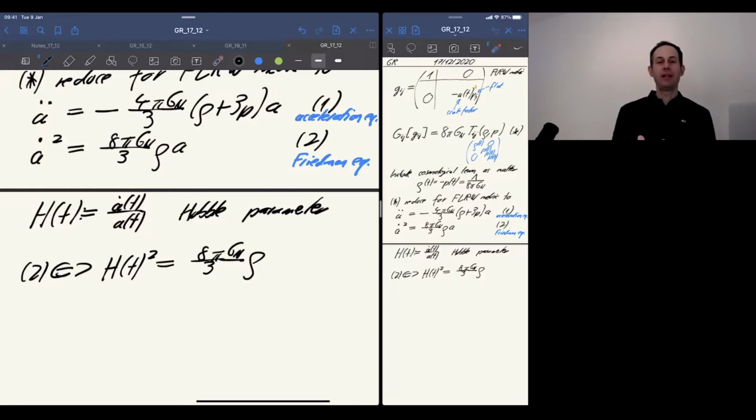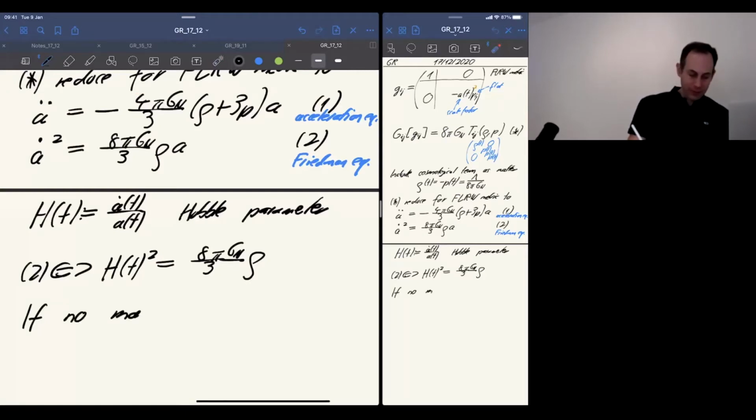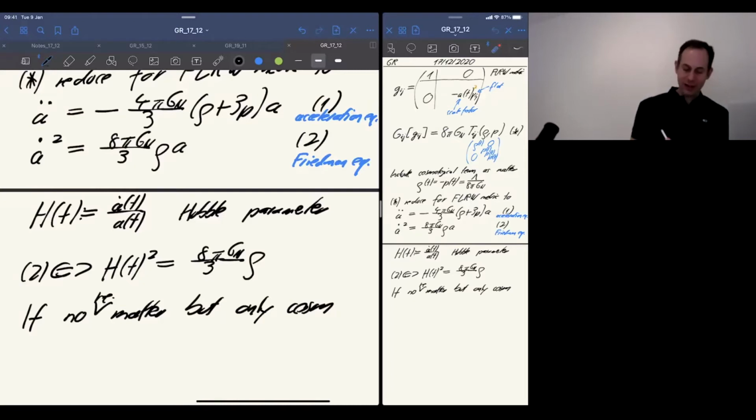And I mentioned last time that the largest fraction of the stuff there in the universe is actually dark energy, which is exactly the stuff that comes from the cosmological term. So let's just assume that this is all the stuff we have in the universe, and let's see whether we can find a solution to these equations. So if no matter, I should say real matter. I mean, by real, it includes dark matter, but not the cosmological term, but only the cosmological term.